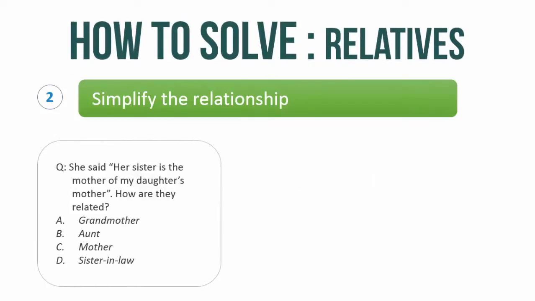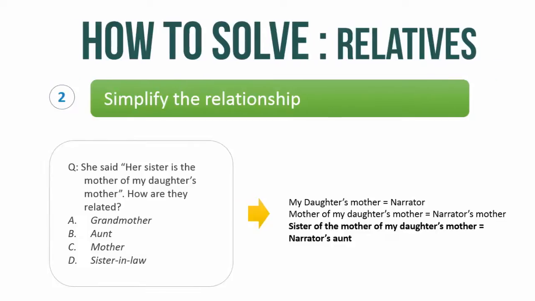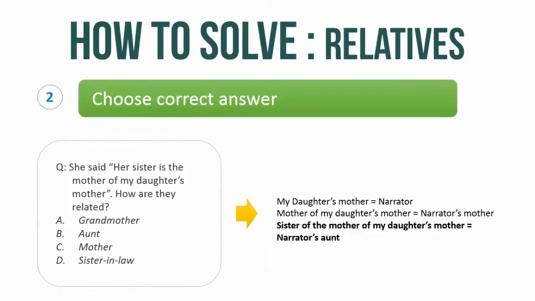Step 2 is to simplify the relationship. Now, the sister of the mother of my daughter's mother shall be the sister of the narrator's mother. Therefore, she shall be the narrator's aunt. Step 3 is to choose the correct answer. Hence, we mark B, aunt, as the right answer.